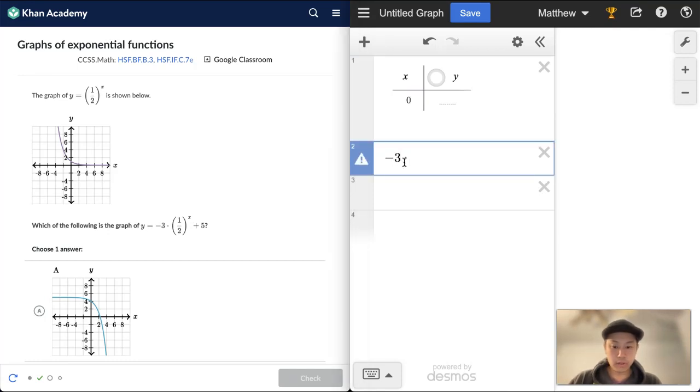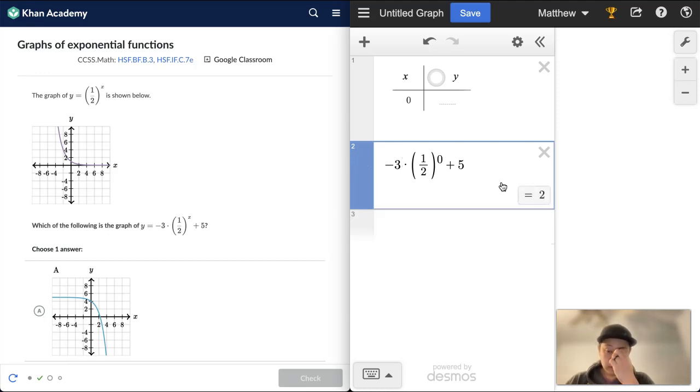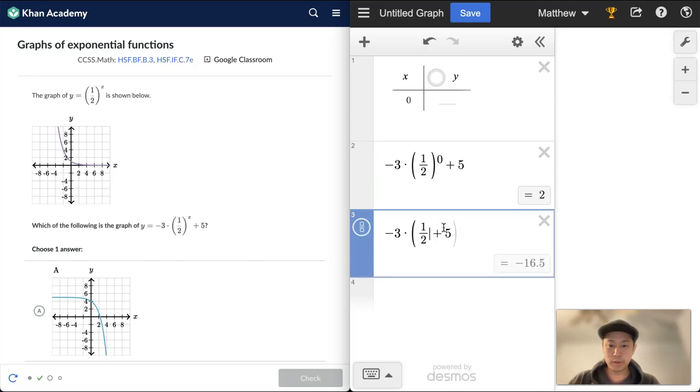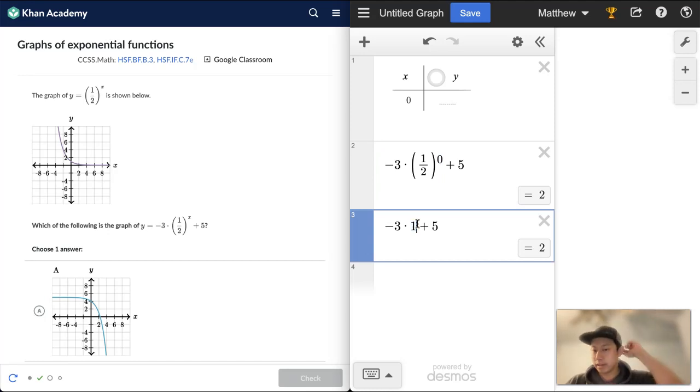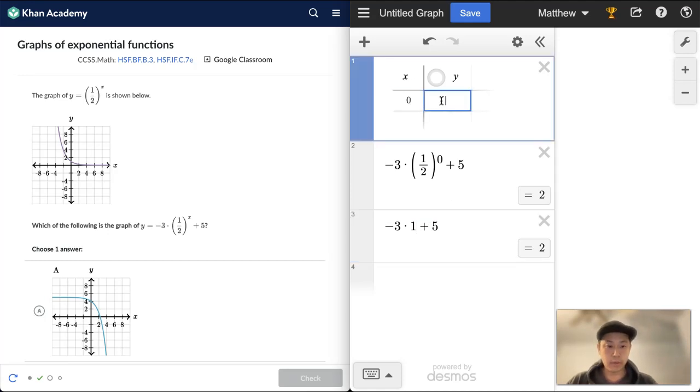-3 times 1/2 to the power of 0 plus 5. Okay, so the reason this becomes a nice number of 2 is because anything raised to the power of zero is going to be 1. So this is the same thing as what? A -3 times a 1, which is a -3, and then -3 plus 5 is a 2, right? All of this just turns into the 1. -3 times 1, -3. -3 plus 5, 2, okay? So that means when I chose an x value of 0, I got a y value of 2.